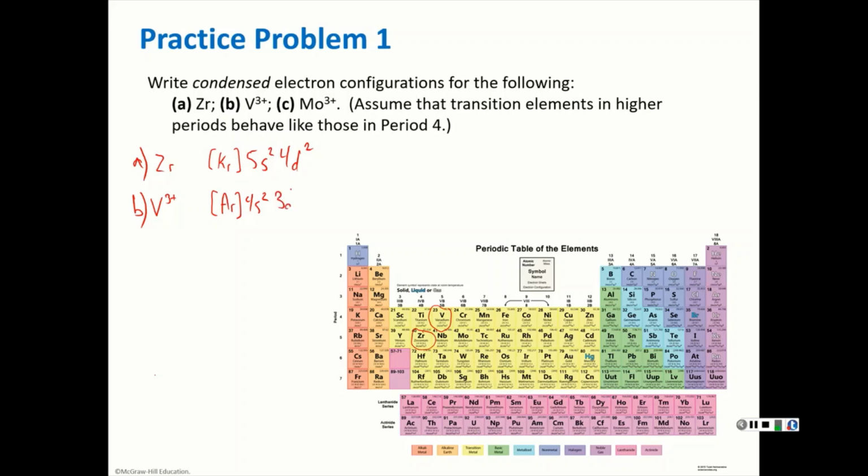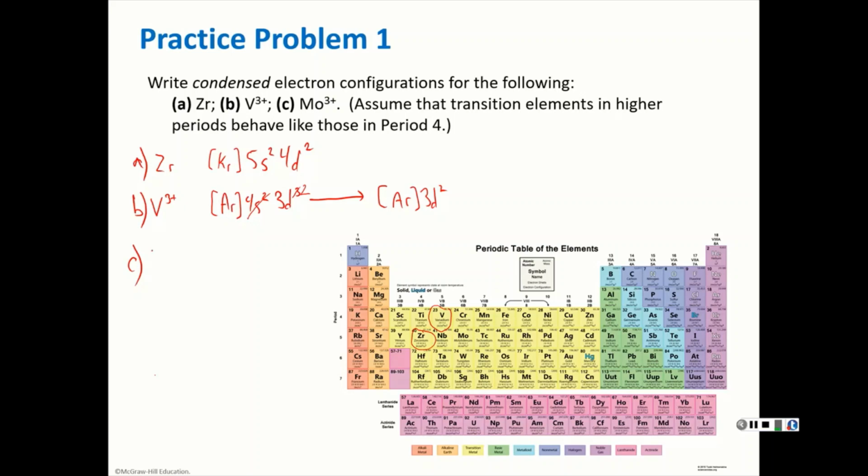Okay, so that's how it would normally be. But we've lost 3 electrons. And remember, this is the critical point. The electrons we lose start with the s orbital. So we've lost 2 of the s orbital electrons, and now we lose 1 more from the d. So we're left with 2. So this becomes, for vanadium 3+, argon 3d2.